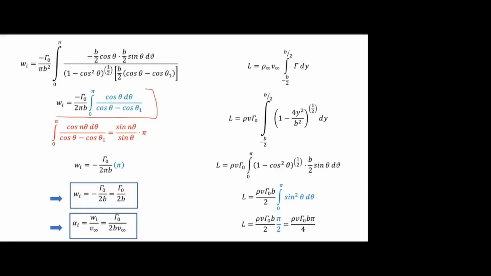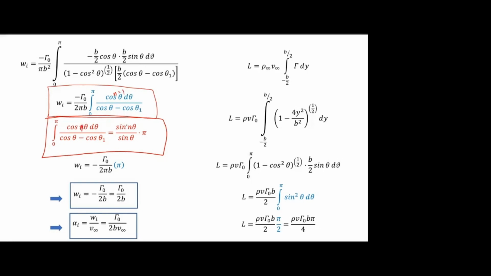Finally we are getting this equation for wi. Okay, after simplification, and this is the standard result. So the integral of cos n theta d theta divided by cos theta minus cos theta 1 is the standard result. Again, in the appendix you can find the solution is pi sin n theta by sin theta. But here n is equal to 1 in this above equation.